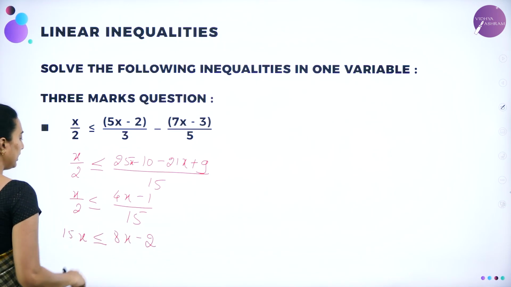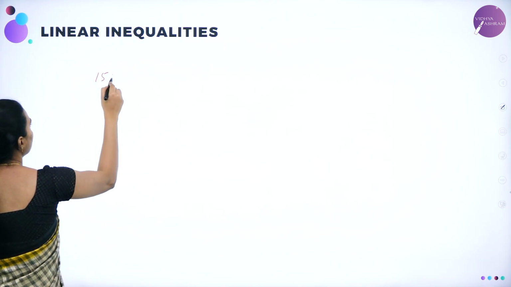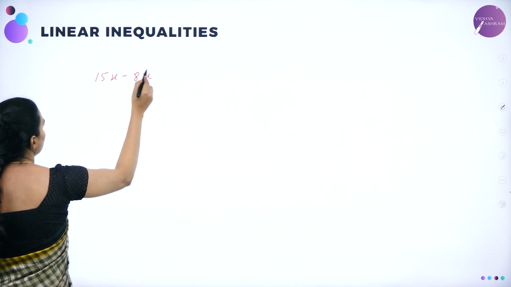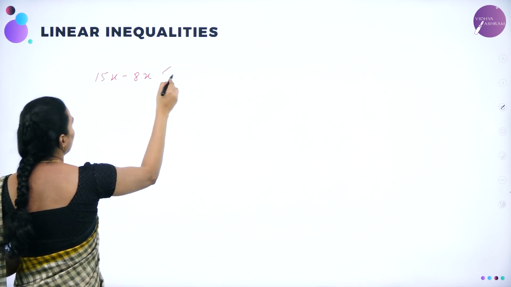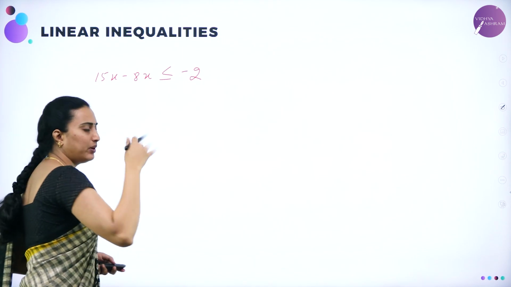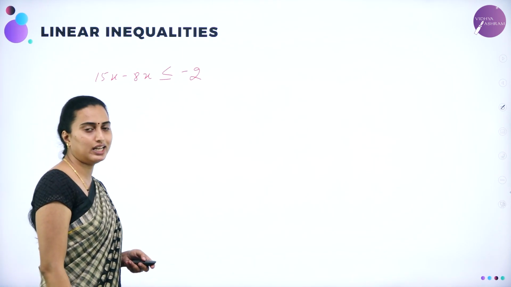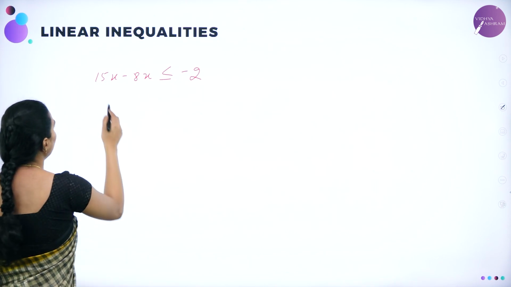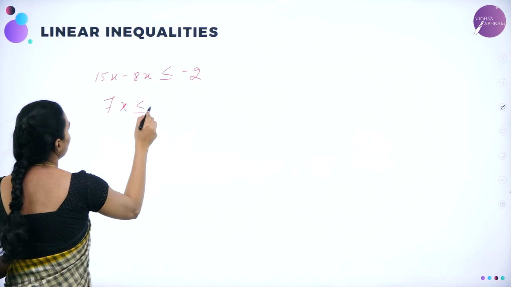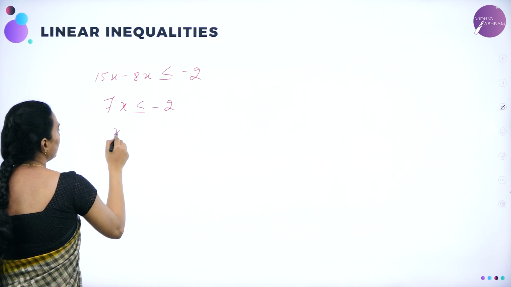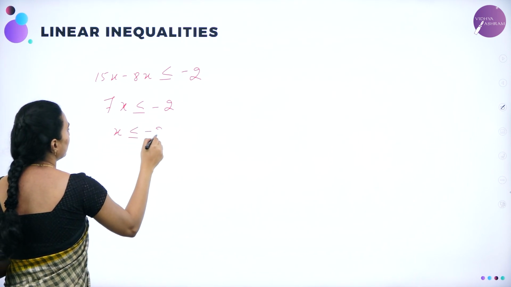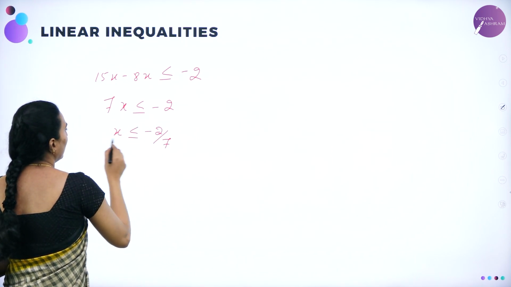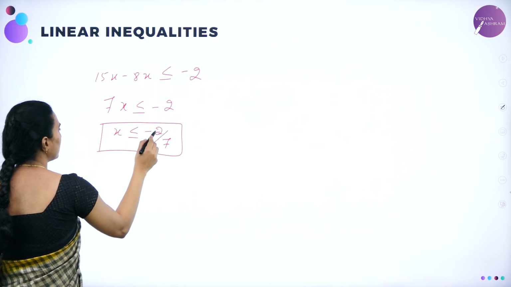Now here, bringing 8x to this side. So 15x minus 8x is lesser than or equal to minus 2. Otherwise, subtracting 8x from both sides, the inequality does not change. 15x minus 8x is nothing but 7x. 7x is lesser than or equal to minus 2, or dividing throughout by 7, x is lesser than or equal to minus 2 by 7. I hope you got this one. This is the answer we got.